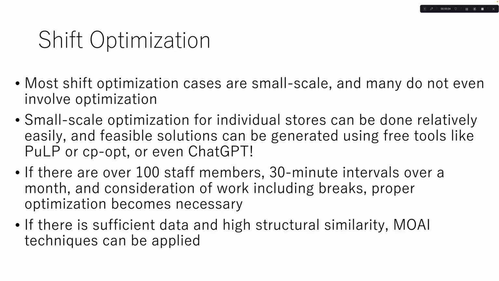Finally, let's discuss the application to shift optimization. Currently, most shift optimization cases are small-scale, and many do not even involve optimization. Small-scale optimization for individual stores can be done relatively easily, and feasible solutions can be generated using free tools like Pulp or CPOpt, or even ChatGPT. However, in cases where there are over 100 staff members, 30-minute intervals over a month, and consideration of work including breaks, proper optimization becomes necessary.